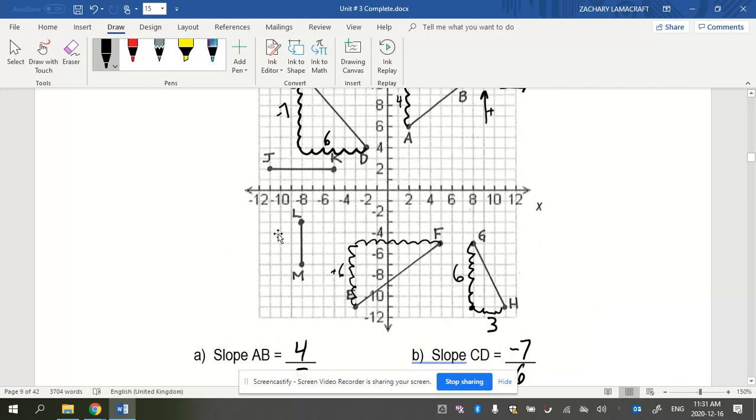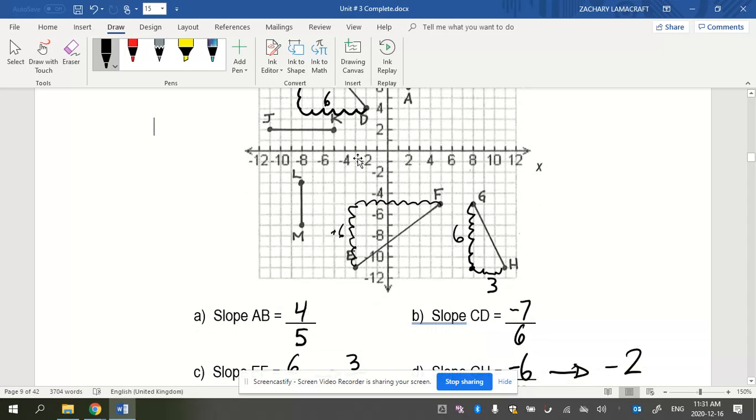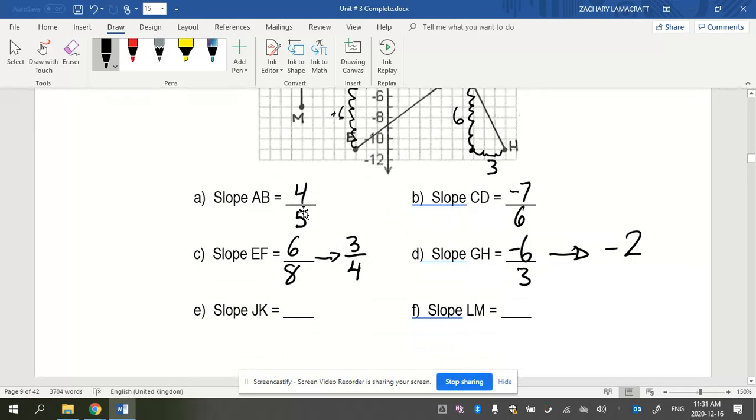Okay, so next one is JK. And this is something that you need to kind of remember. If it's totally flat, if you made a hand signal for slope, what would you do with your hand? Yeah, so that, doing something like that. So if something was completely flat, what would you think the slope would be? 0. So in J to K, it's totally flat. So in this case, it would be 0. Okay?